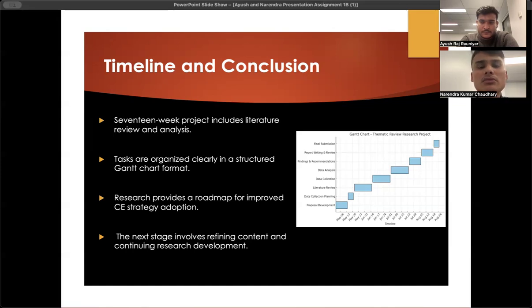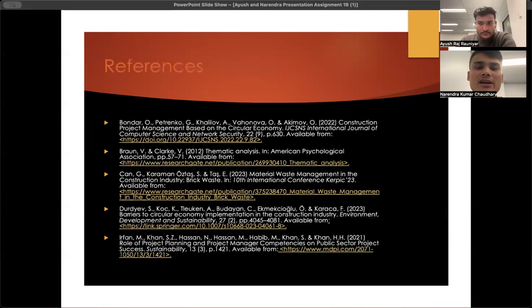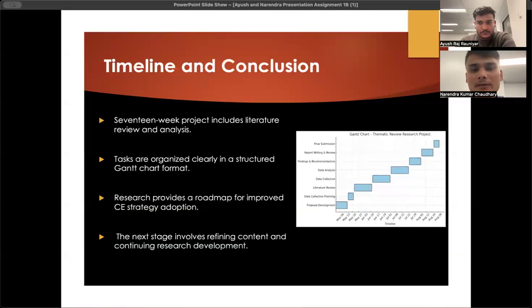Data collection uses secondary data, which is very essential, because we have to collate and separate the different data from construction sites. For the findings and recommendations, we search and compile, and identify the gaps or limitations, then write and review the reports. The last one is the final submission. Sorry, can you go back please?